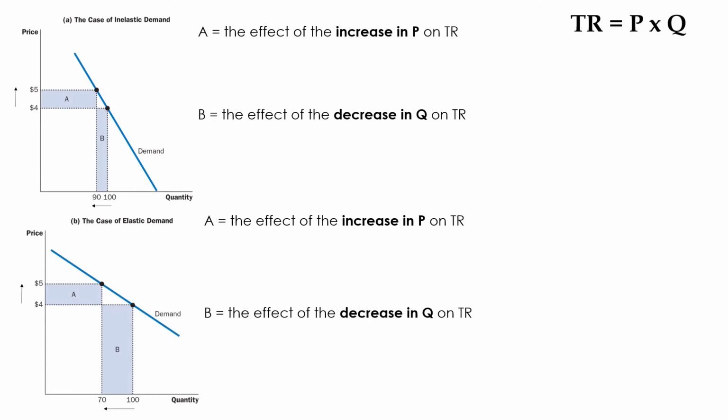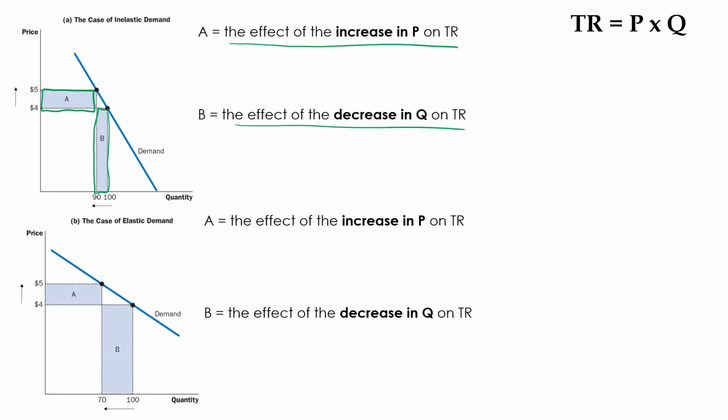All right, guys, let's learn how to determine the impact of a price increase on total revenue just by analyzing a graph. All right? So box A here, I'm drawing green. Box A basically shows the effect of the increase in the price on total revenue. And box B shows the effect of the decrease in the quantity that is demanded.